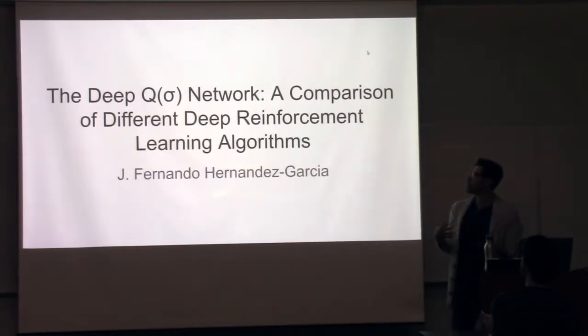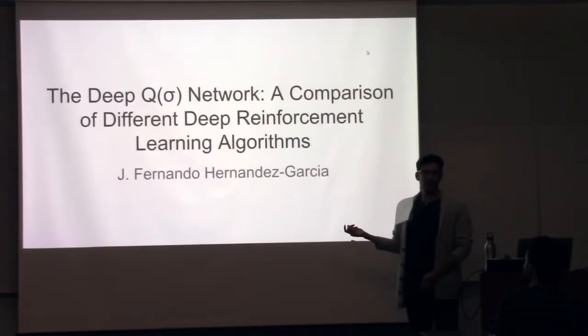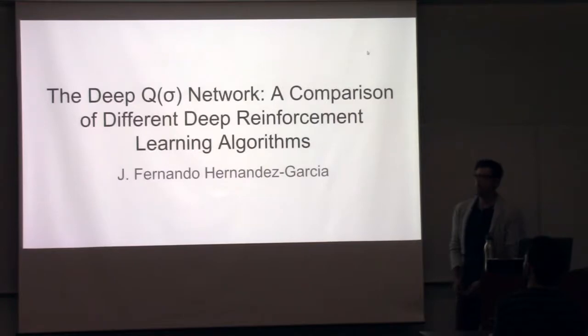So I was wondering whether we would find similar results in the nonlinear function approximation case. For that reason, I decided to combine the architecture DQN with Q sigma just to see how that would work.